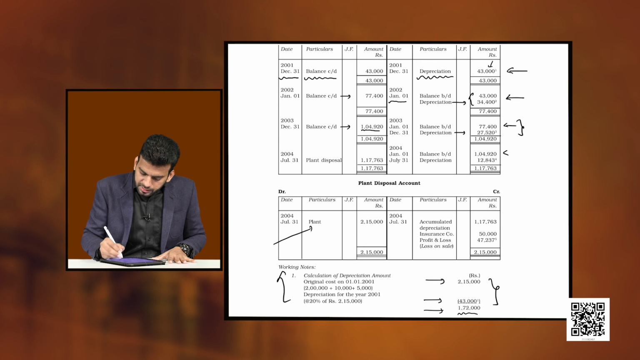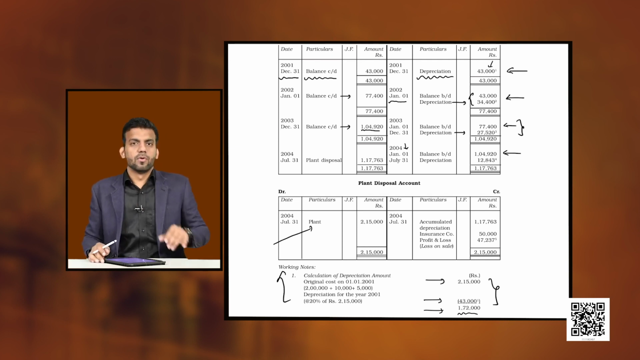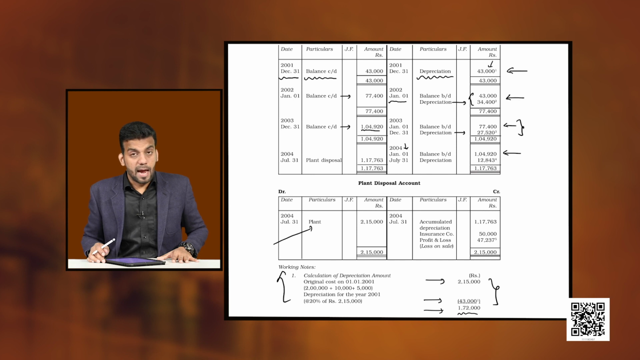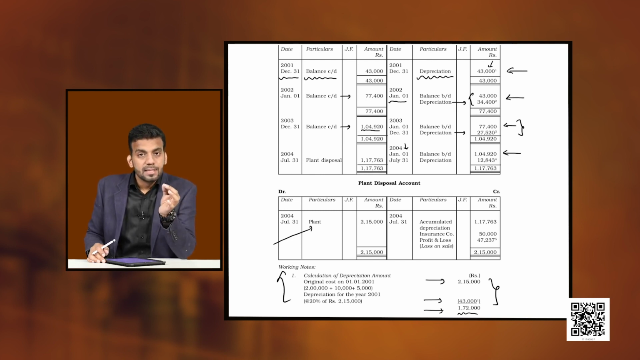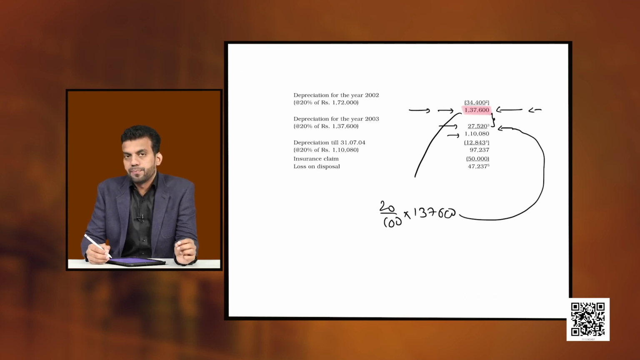And we have charged 1,04,920 rupees depreciation by 1st January 2004, right? And the machine is sold on 31st July 2004. That means 7 months depreciation is still to be charged. Let us calculate that. The plant is reduced to 1,10,080. And now depreciation is to be charged on this reduced value. Clear? Let me show you the working.